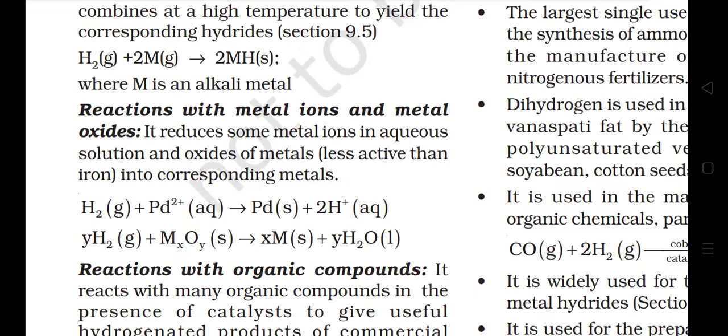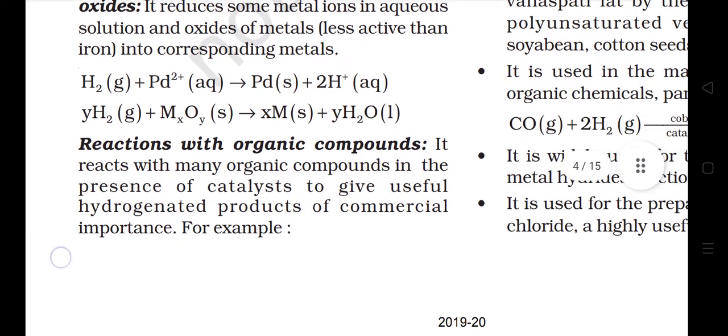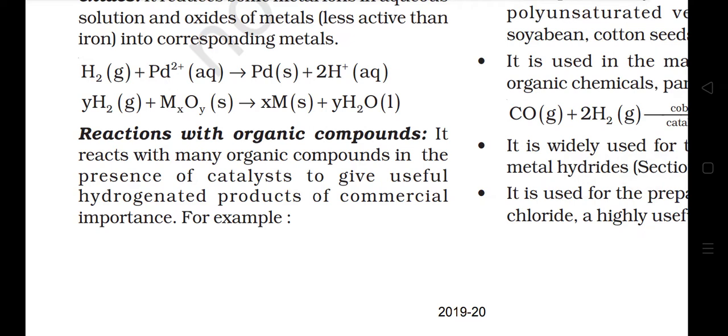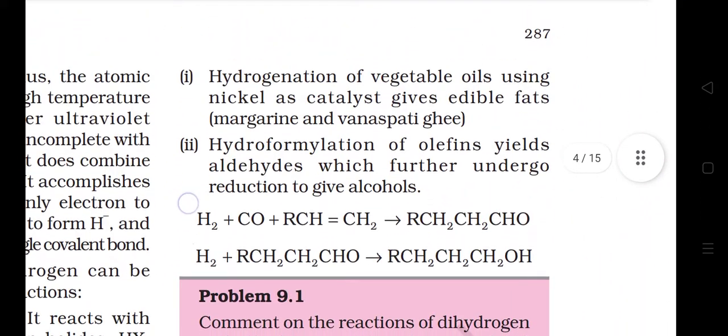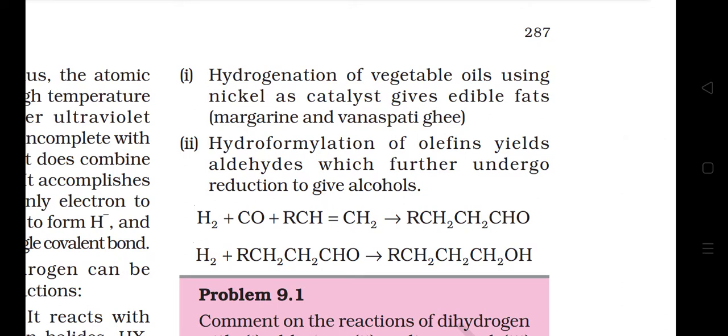It reduces some metal ions in aqueous solution and oxides of metals less active than iron into corresponding metals. Reactions with organic compounds. It reacts with many organic compounds in the presence of catalysts to give useful hydrogenated products of commercial importance. For example, 1. Hydrogenation of vegetable oils using nickel as catalyst gives edible fats, margarine and vanaspati ghee. 2. Hydroformylation of olefins yields aldehydes which further undergo reduction to give alcohols.